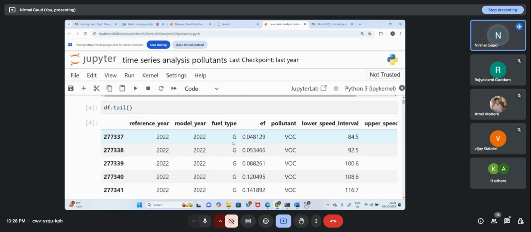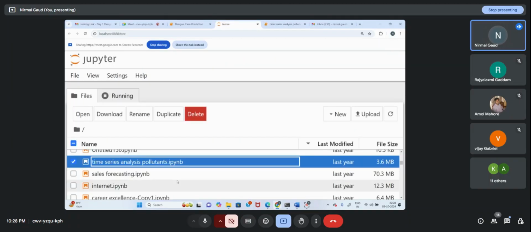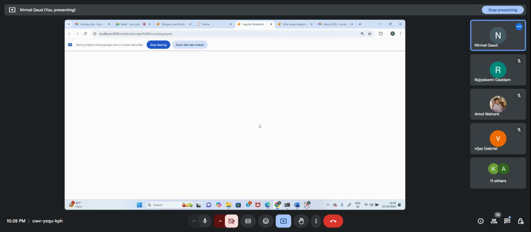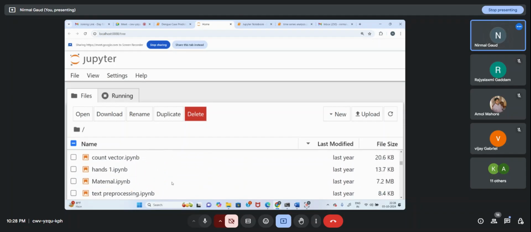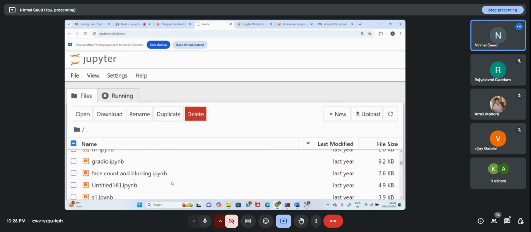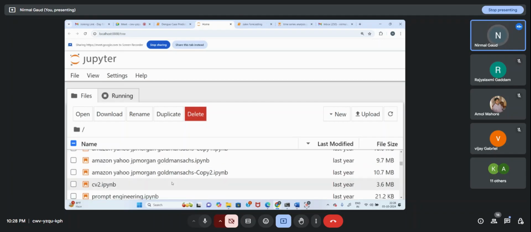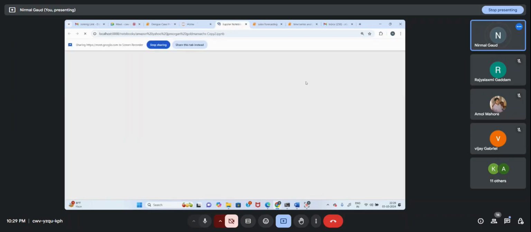Okay, I'm available with a year, not specific data. Sales forecasting. Let me check this. I think it's a huge code. I have many things I can share with you. Yeah, here it is. Amazon, Yahoo, JP Morgan Chase. Okay, we should try this particular code.